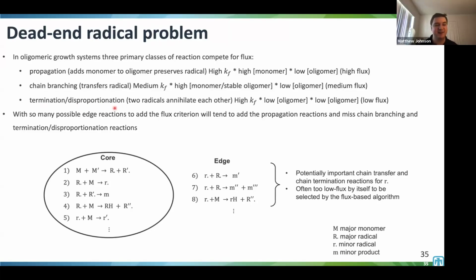But in this case, it's very, very dilute. Because it's so dilute, there are so many possible termination and disproportionation reactions. It's hard to find all the ones that you need to bring that radical concentration down. And so when it has all these different possible edge reactions to add, the flux criterion is going to tend to focus on these propagation reactions that are very high flux. And this can cause it to miss some of these chain branching and termination reactions.